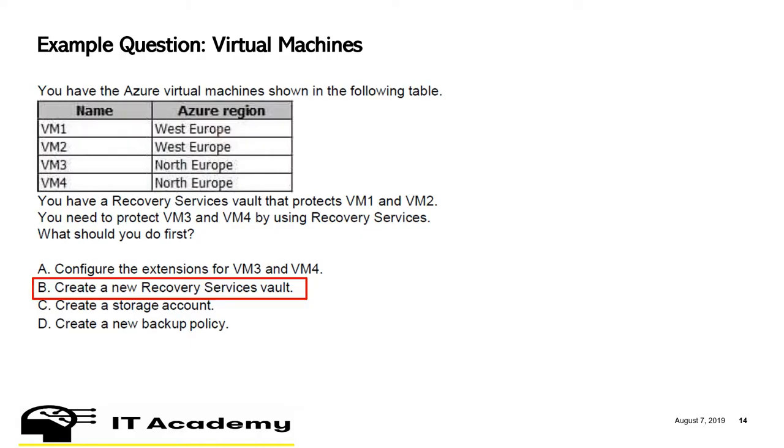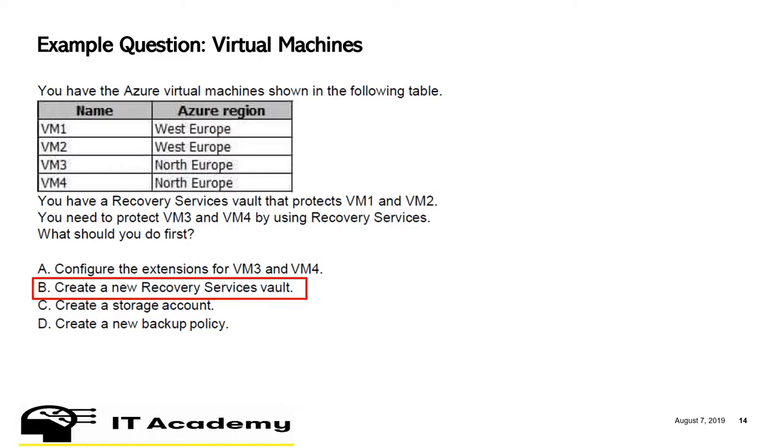Now, this is one of those scenarios where I'm really picking the best answer from a bad bunch. In the real world, would I already have a Recovery Services Vault in North Europe? Maybe I might have, so maybe in the real world that's not the right answer. But creating a new Recovery Services Vault is the most correct answer in this circumstance. So let's take a look at the other answers and understand why they are wrong.